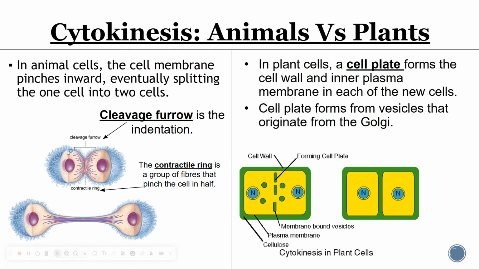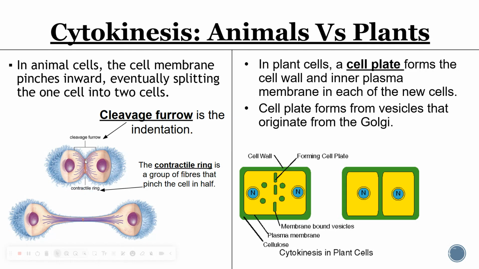So in animals, that's where you actually see the pinching happen, as I mentioned in our previous video. You can see the pinching starting to happen there. The animal cells have a cell membrane, so that can actually pinch inwards. The physical manifestation of that pinching inwards is called a cleavage furrow. So you can see a little dip inside that's called a cleavage furrow.